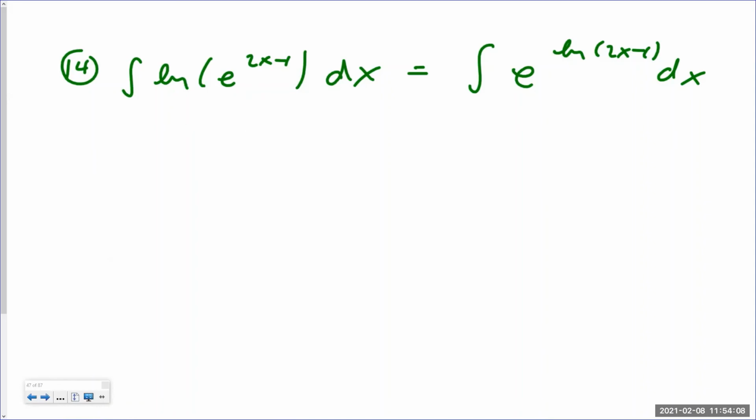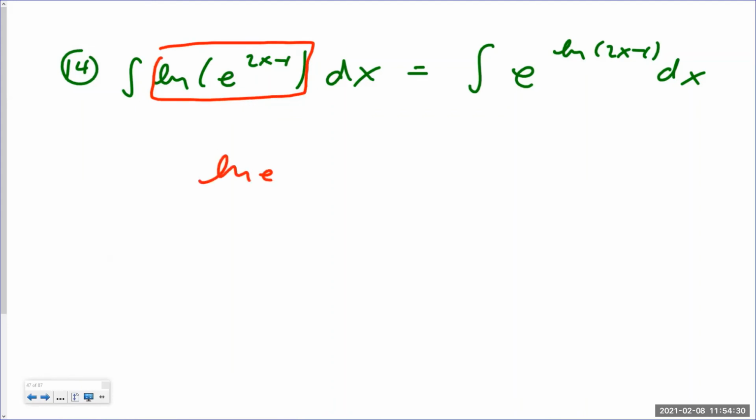If you log a tree, the cat falls out. But guess what? You haven't even zipped your pants. Is everybody good with that? So the number one wrong answer here is students will write, this is equal to 2x minus 1. No, it's not. This inside here, this is equal to 2x minus 1, right? If you log a tree, the cat falls out.